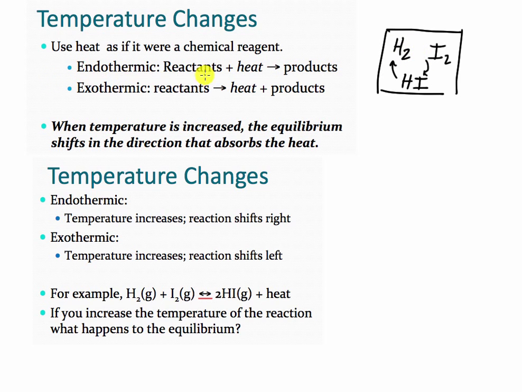So if it's endothermic, we say that the reaction is going to absorb heat. We say that our reactants are absorbing heat. Remember we talked about endothermic absorbing heat. Exothermic, heat is being released. Remember, this has a negative value. This has a positive value when you're looking at the data.